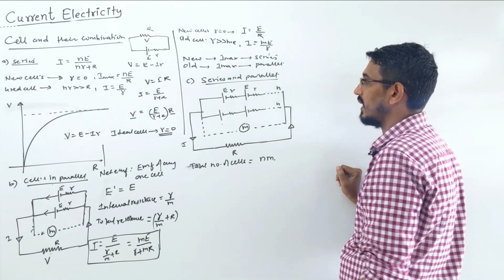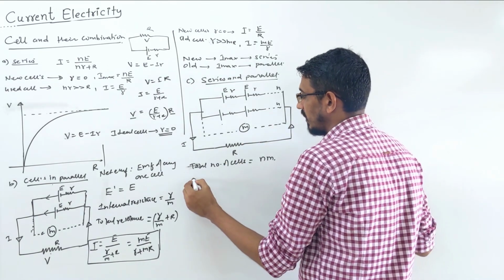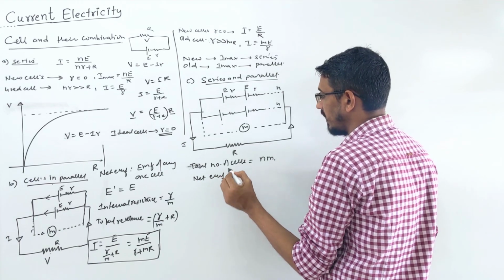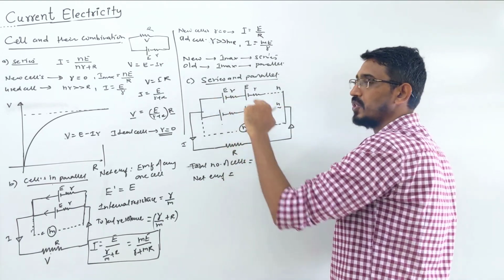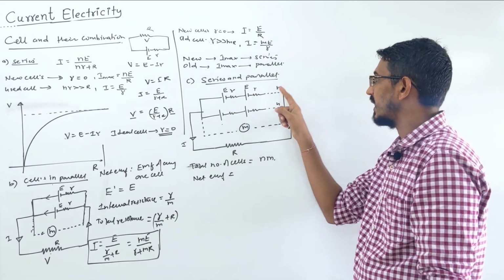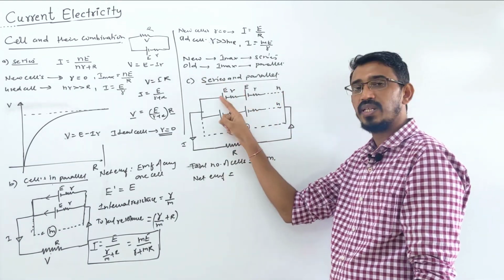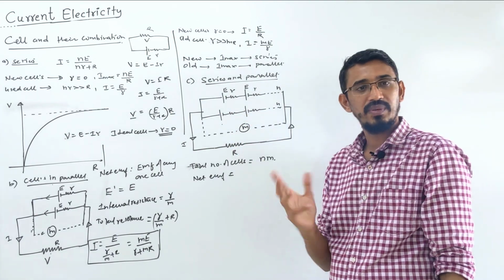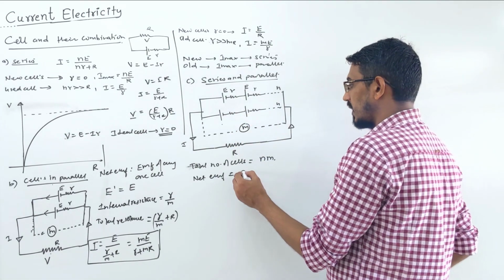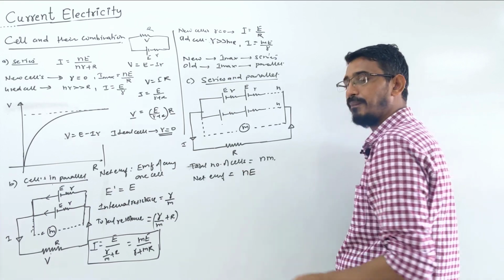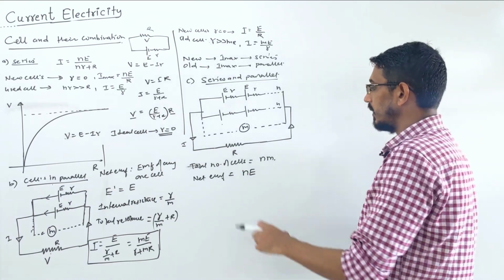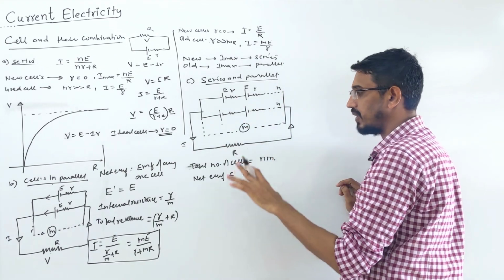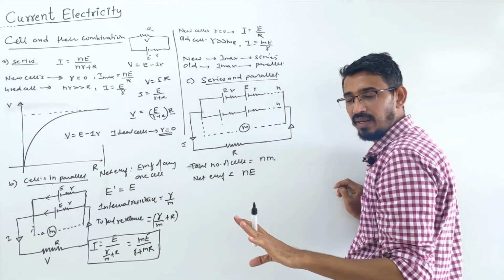Okay. So let's calculate. First calculate the net EMF. What is the EMF of one branch? The cells are connected in series, n cells, like the series you already did. So the answer is n into E. Now there are many parallel branches, but the EMF remains the same. So the net EMF is n into E only. This is the EMF of one branch, and we have m branches, but the EMF remains the same in parallel, right?